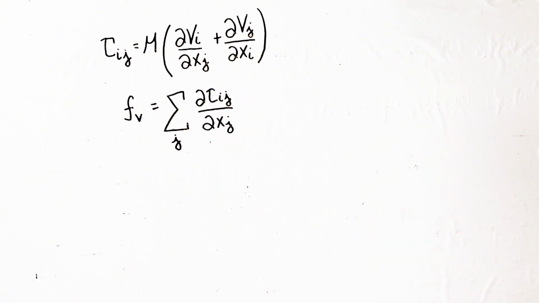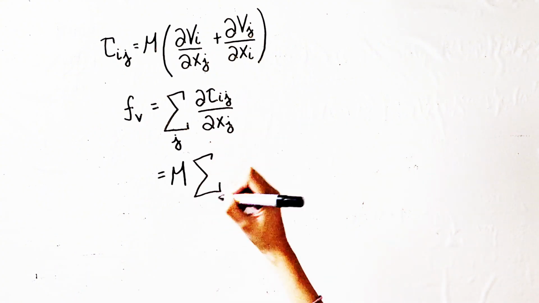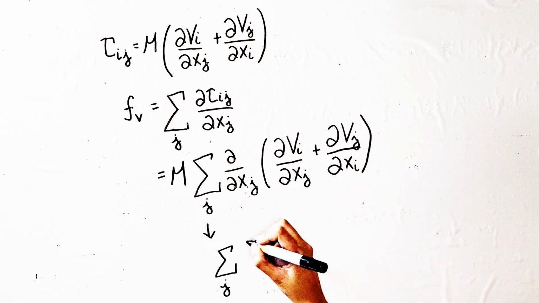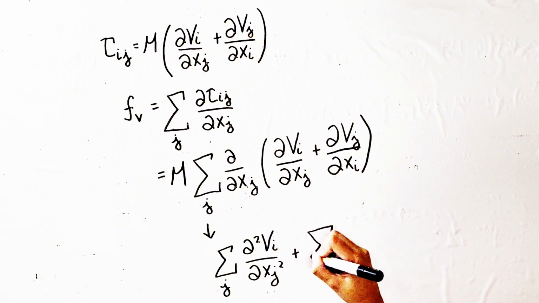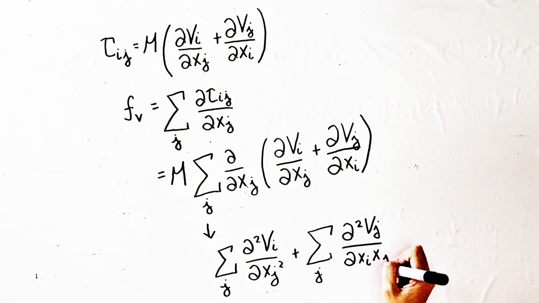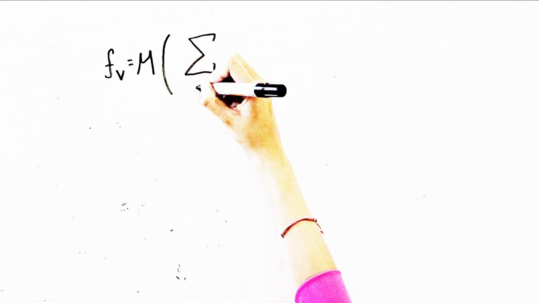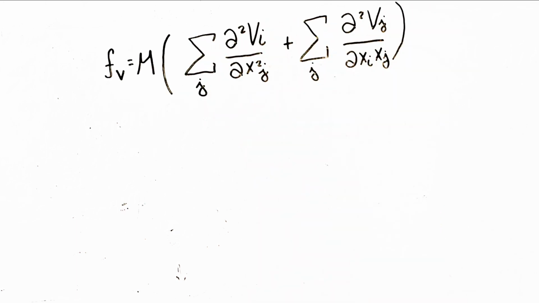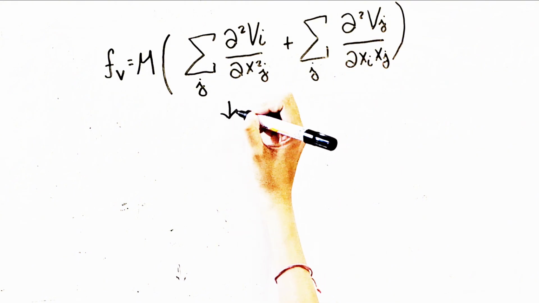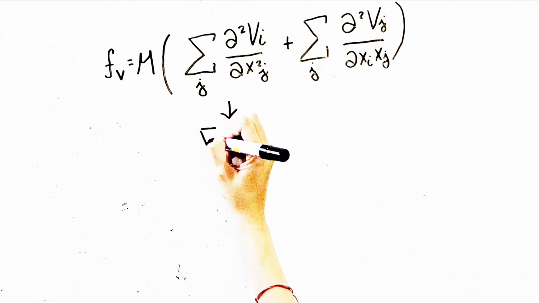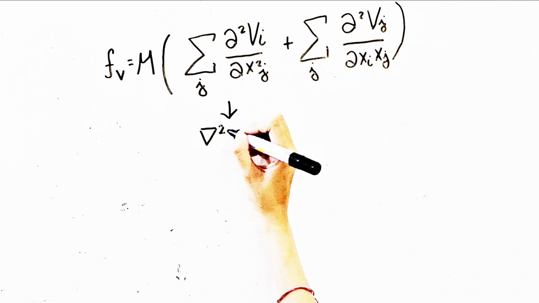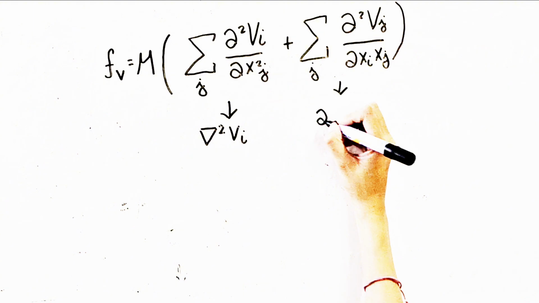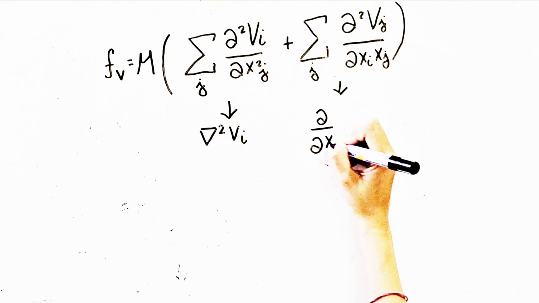However, we already know what tau ij is, so we can just plug that in. And once you distribute terms, you end up with this equation. Now, the first term is equivalent to the Laplacian of the ith component of the velocity vector, or del squared v sub i, while the second term is basically just the partial derivative of the divergence of the velocity with respect to x sub i.